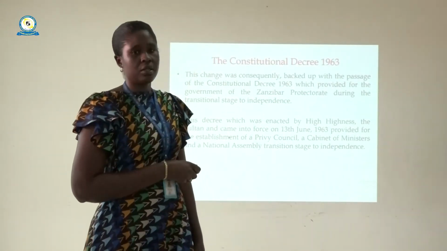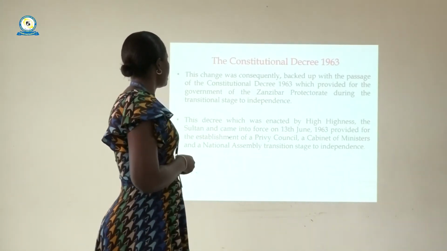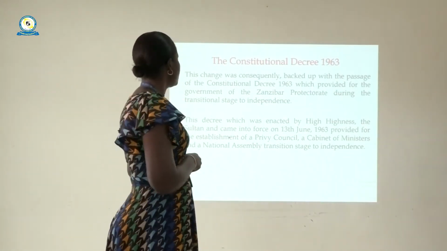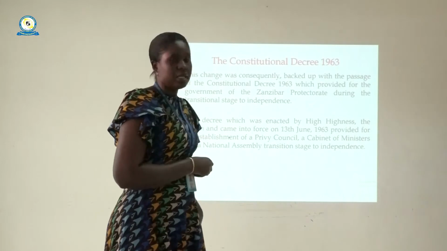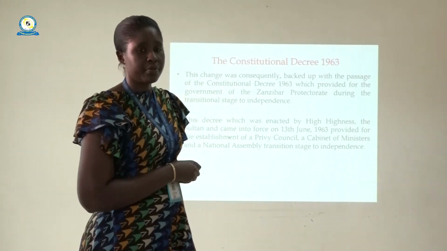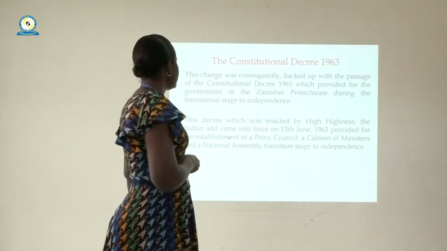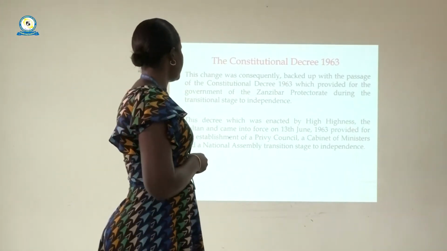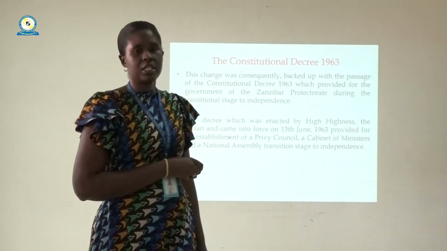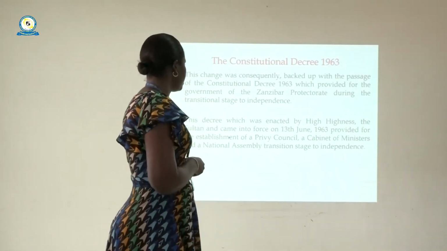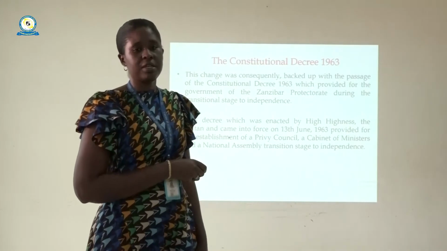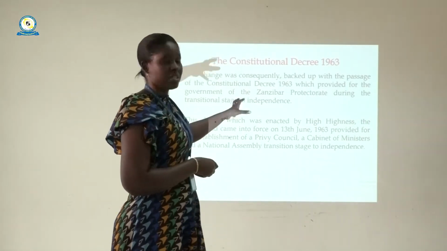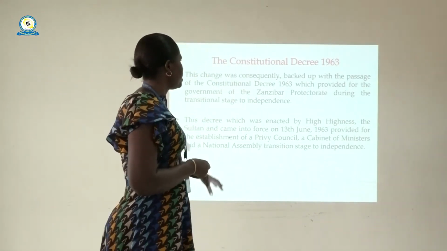Let's see the Constitution Decree of 1963. This change occurred with the passage of the Constitutional Decree of 1963. This decree provided for the government of the Zanzibar protectorate during the transitional stage to independence. However, this decree was enacted by His Highness the Sultan. It came into force in 1963, and provided for the establishment of the Privy Council, Cabinet of Ministers, as well as the National Assembly. So this was the transition period towards independence.